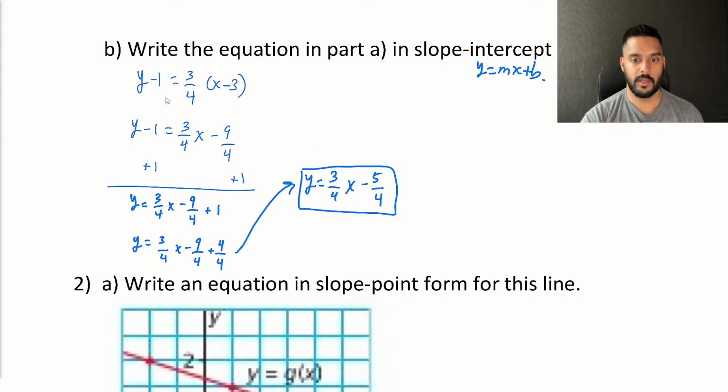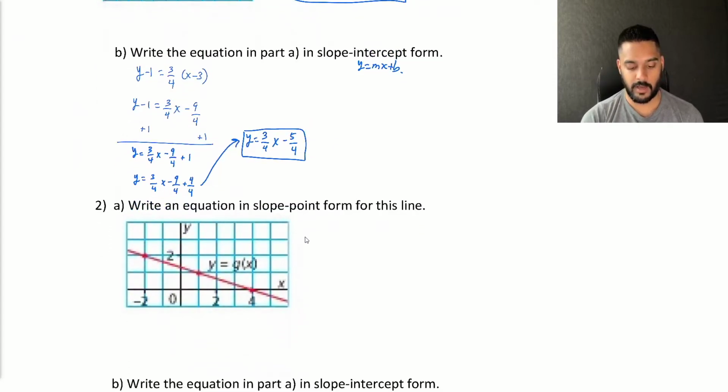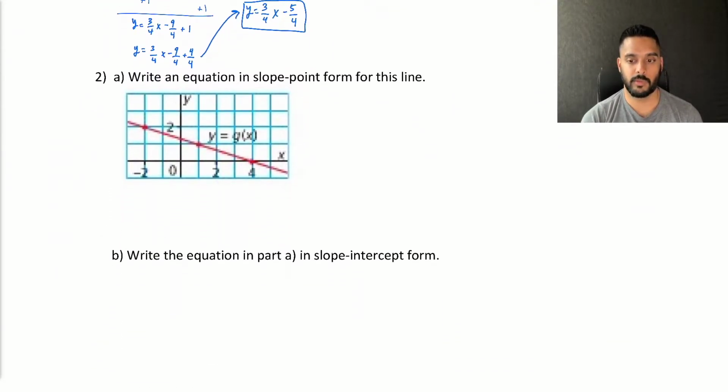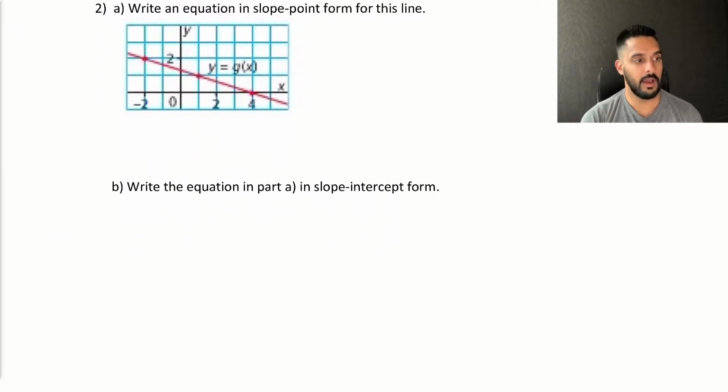When we started with slope point form, we could have also turned this to general form, but we weren't asked to. So I'm going to leave 2 for some people to attempt. Very much so the same problem, find the slope point form equation, and then write it in slope-intercept form. So you can give that a try if you want.